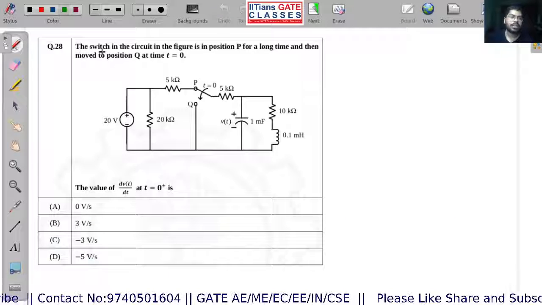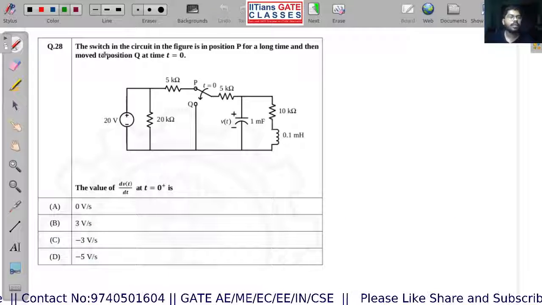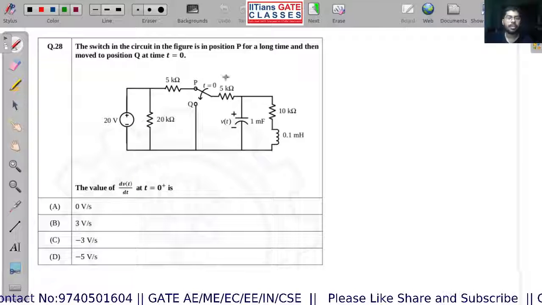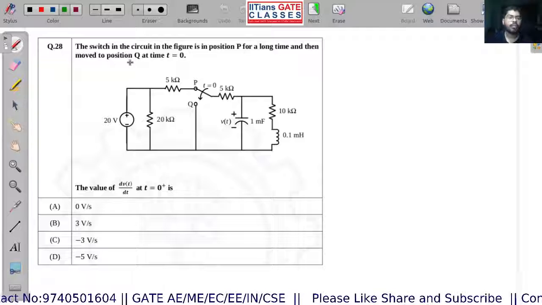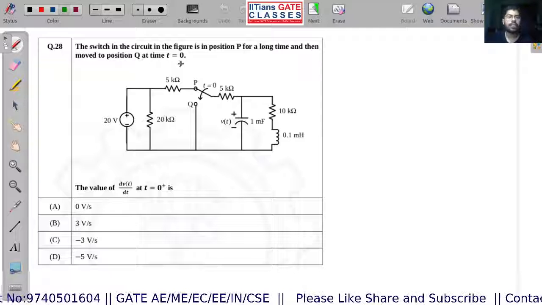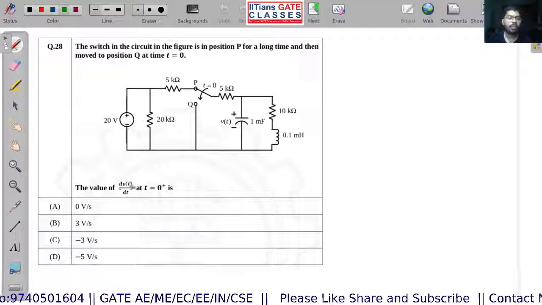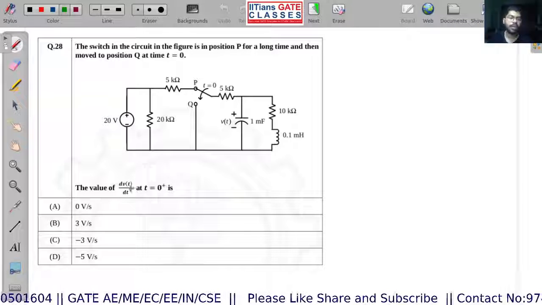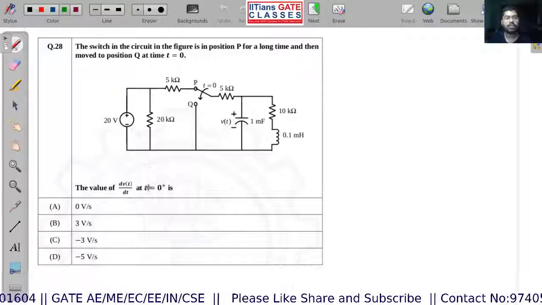So the next question, this is a good question. The switch in the circuit in the figure is in position P for a long time and then moves to position Q at time t equal to 0. The value of dV(t) by dt at t equal to 0 plus is. So you need to find the value of this at t equal to 0.